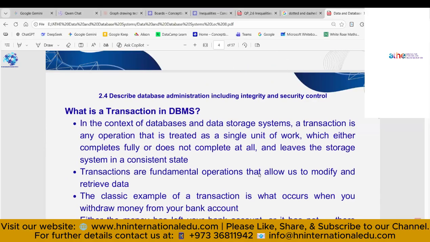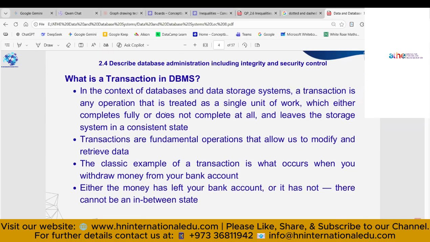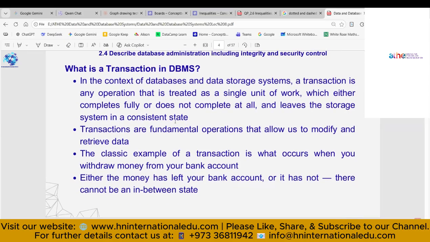Okay, so what is a transaction in a database management system, or DBMS, or just database? In the context of database and data storage systems, a transaction is any operation that is treated as a single unit of work. For example, database administrators update the database every time, or add some records, or delete something. Any of the operations that they do are considered a transaction, which either completes fully or does not complete at all.